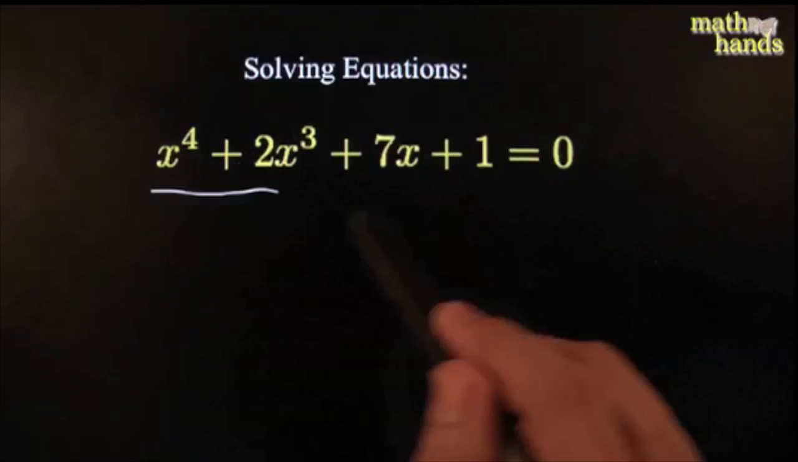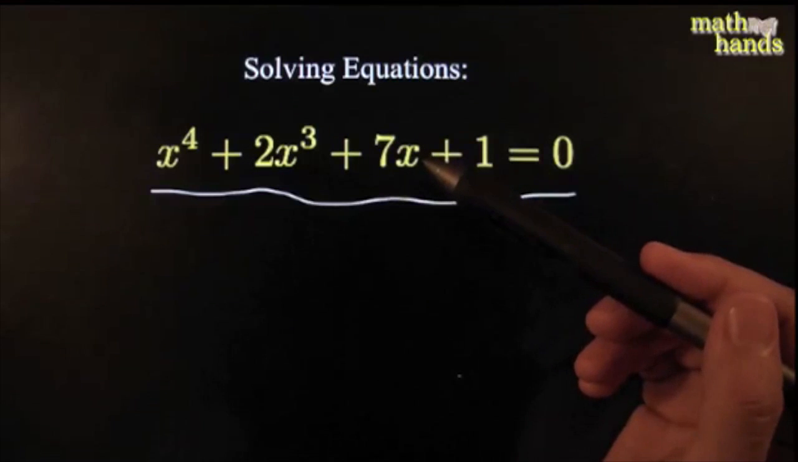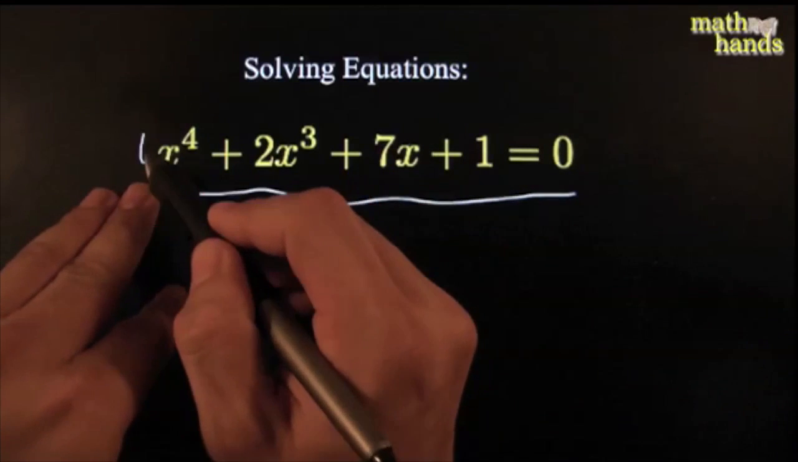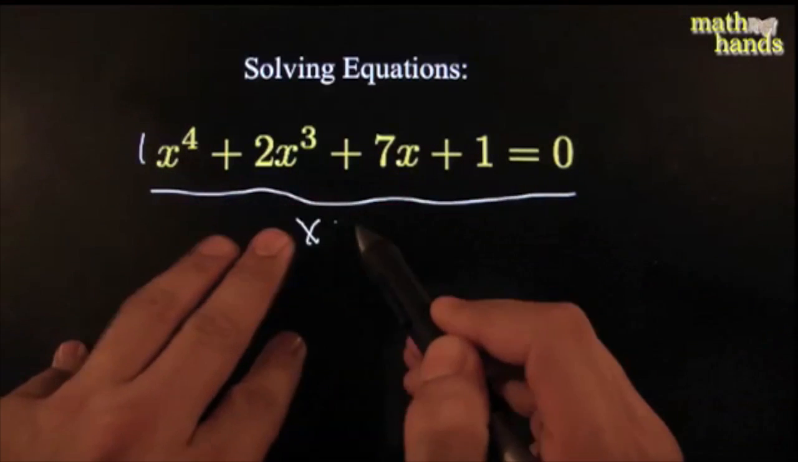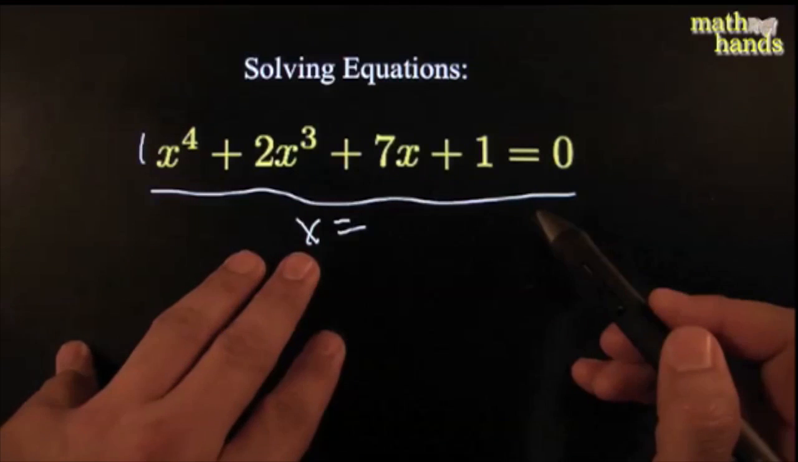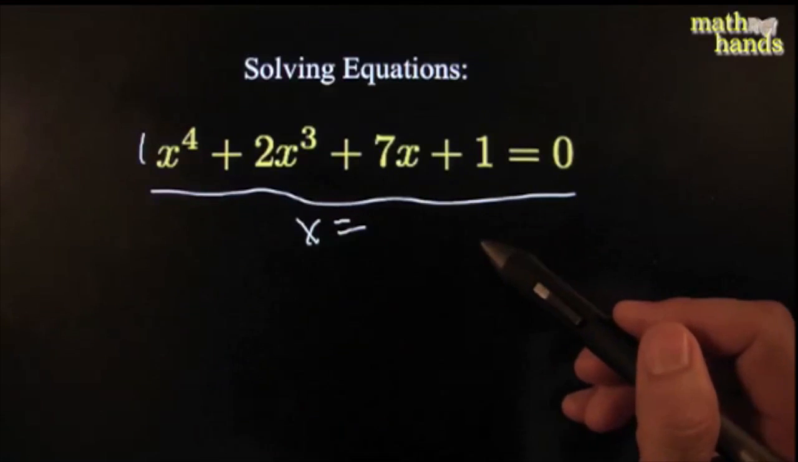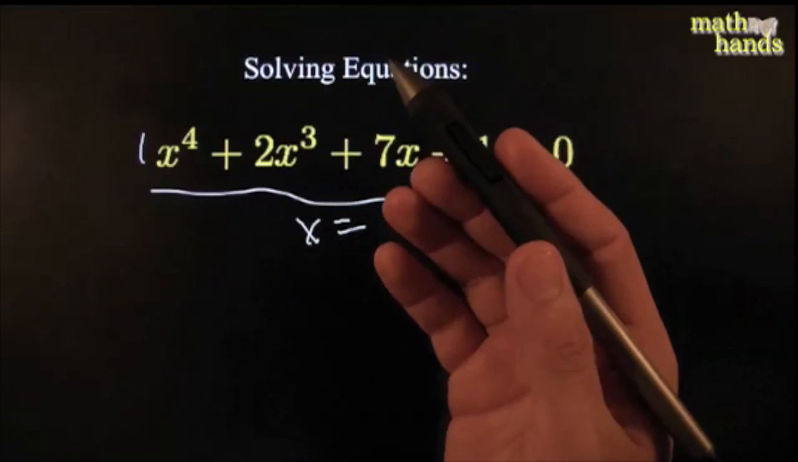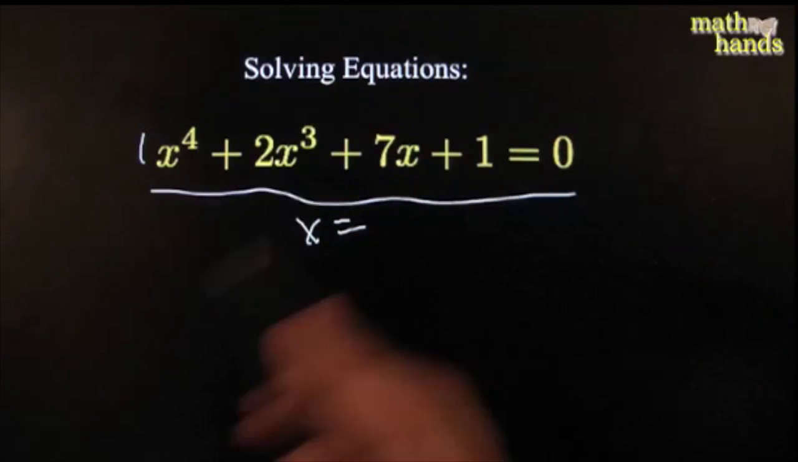Even degree 4 like this, a polynomial, what do you think? Is there a degree 4 formula where you could just plug in the 1, the 2, the 7, and the 1 into some formula and it'll give you all 4 answers? The answer is yes, there is some degree 4 formula. Have you seen it? I haven't seen it. I'm just kidding.